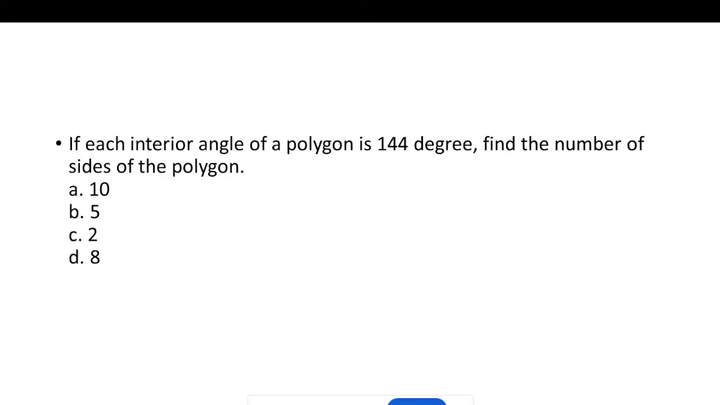If each interior angle of a polygon is 144 degrees, find the number of sides of the polygon. First, polygon means triangle, rectangle, or pentagon, something like that. I hope you know the formula for interior angle. Interior angle is equal to (n minus 2) into 180 by n, where n is the number of sides.